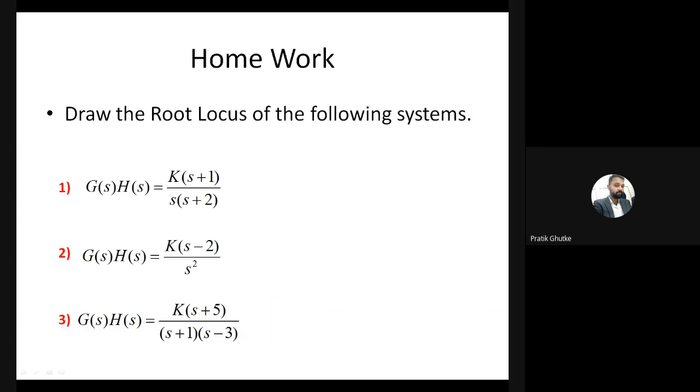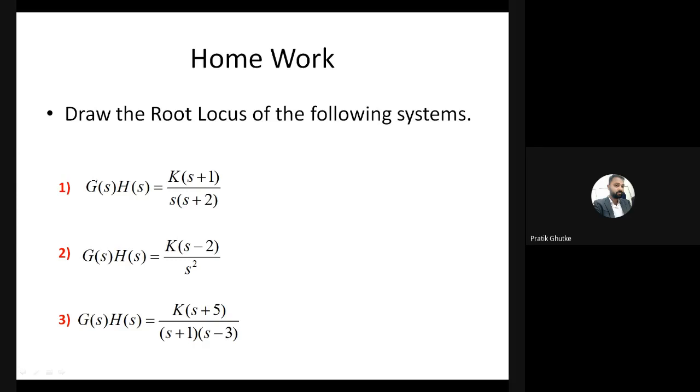So these are your homework numericals, that is, draw the root locus of the following system. First one, G of s into H of s equals K, S plus 1 divided by S, S plus 2. Second one is G of s into H of s equals K, S minus 2 divided by S square. In this case, there is one zero at plus 2 and our two poles are there at 0 itself.